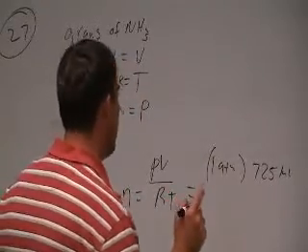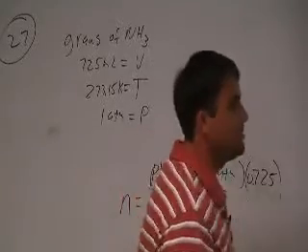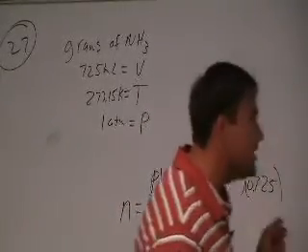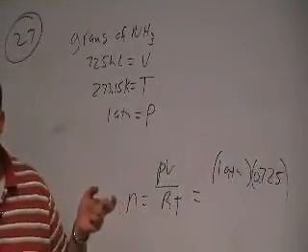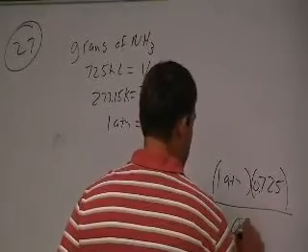I got to convert that. That ain't going to work. 0.725. I didn't screw something up over here, did I? It was already in liters. Okay, this gas constant's in liters. You have to convert the liters here. All right, I just about screwed that up.